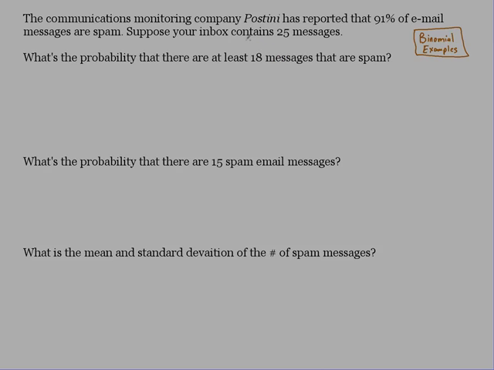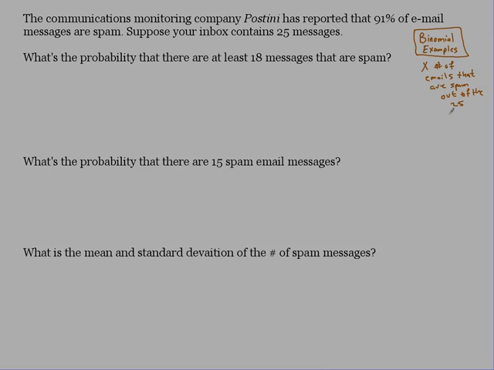So suppose you're looking at 25 emails, okay? So X would be the number of emails that are spam out of the 25. Okay, so that's actually always asked in the question. So what's the probability that 18, at least 18?